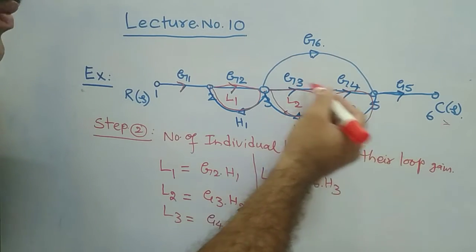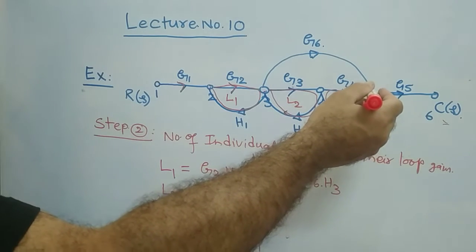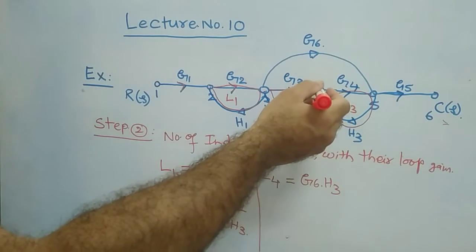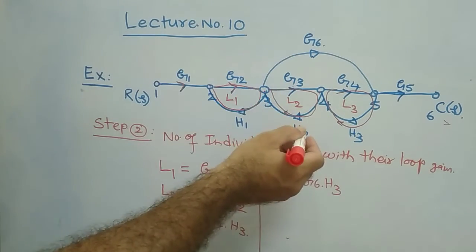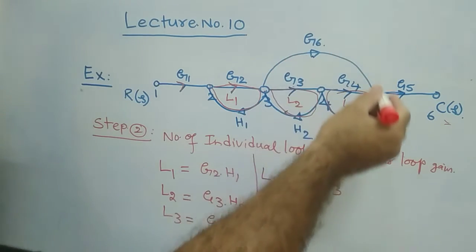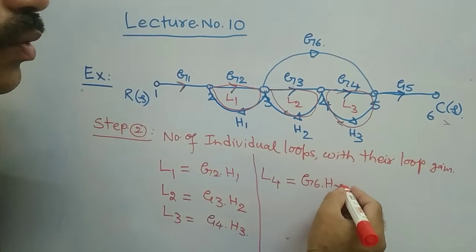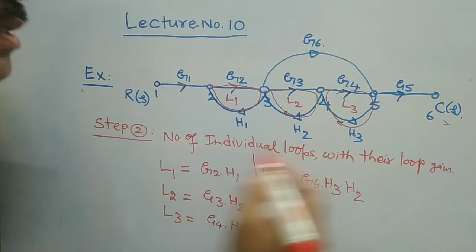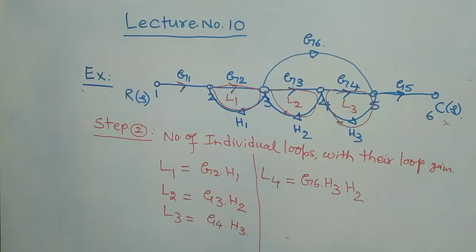Don't confuse G4; G3 will not come in this, because our path is like this only, from 5 to 4, then H3 will come, and 4 to 3, node 3, gain H2 will come. That means G6 multiplied by H3, and then the total is multiplied by H2. That's all: G6, H3, H2. That is your L4. That is the fourth individual loop with the loop gain this much.